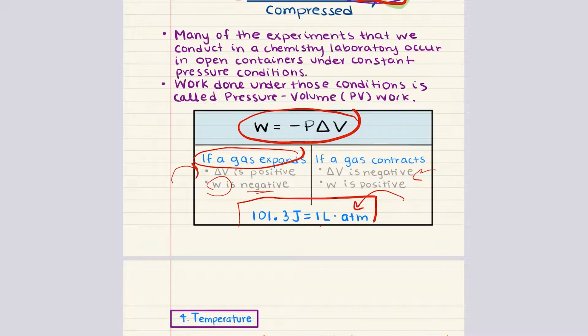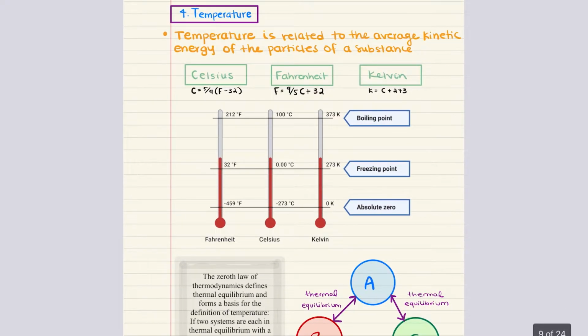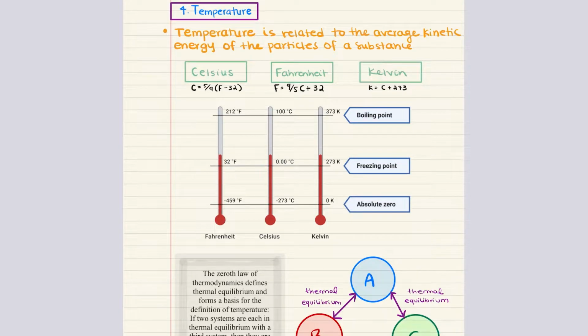Wonderful. Now that we've finished up this section, we can move on to our fourth objective, which is going to be a discussion on temperature. Temperature is a fundamental concept in thermodynamics that quantifies the average kinetic energy of particles within a substance. This energy is directly related to the motion of particles. So at higher temperatures, particles move faster, while at lower temperatures, their movement slows down.